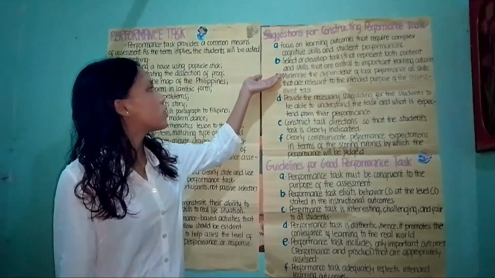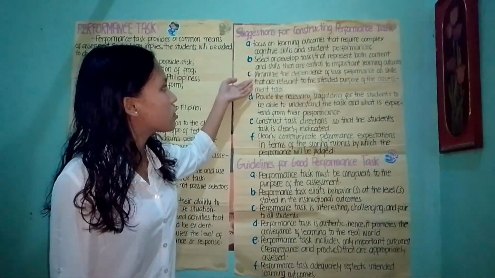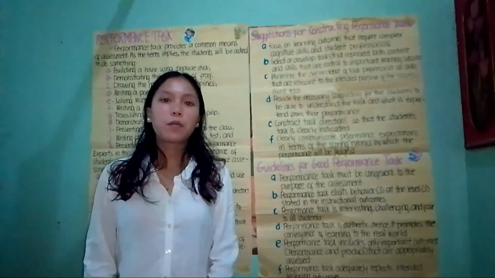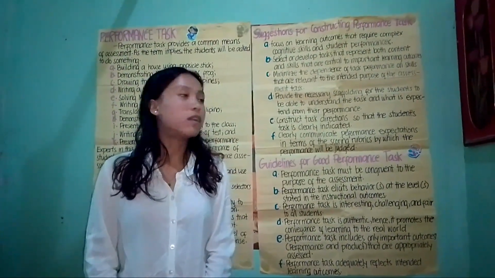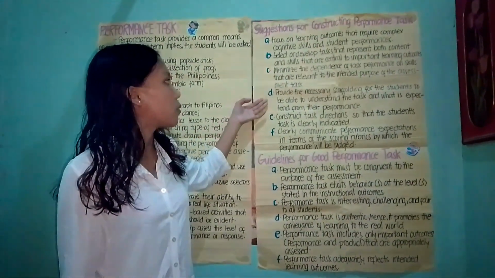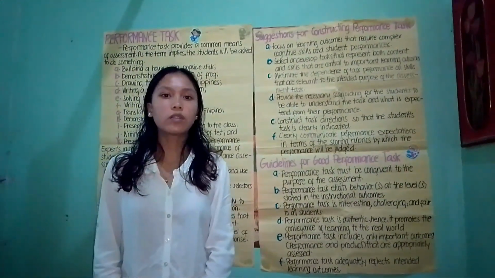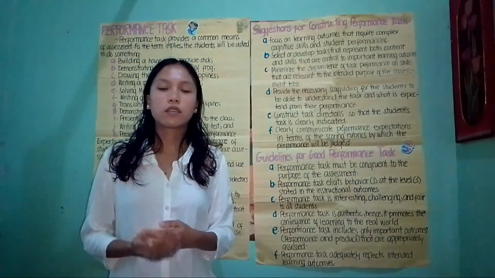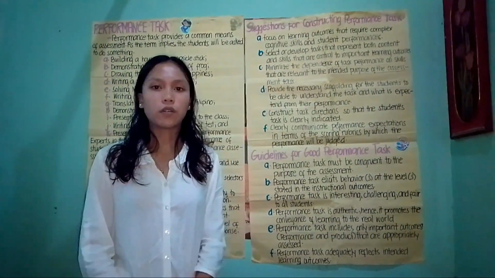B is select or develop tasks that represent both content and skills that are central to important learning outcomes. So dapat ang ipabuhat sa mga estudyante ay may kaugnayan sa mga konsepto na natutunan ng mga mag-aaral. Letter C is minimize the dependence of task performance on skills that are irrelevant to the intended purpose of the assessment task. So the task should focus on the skills you want to assess, not on skills that are unrelated to the learning goals.